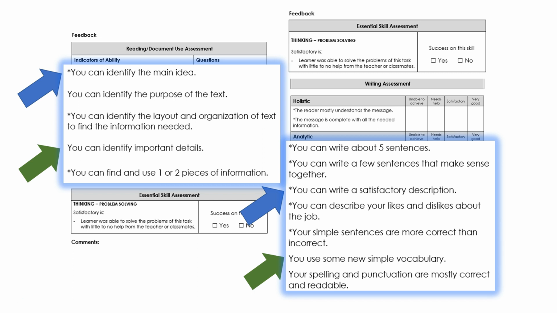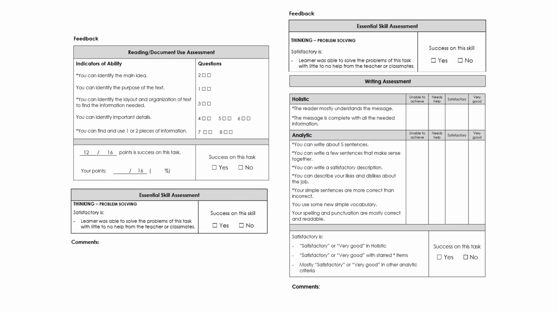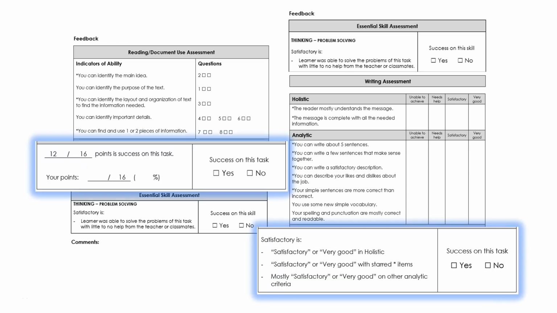Learners should be made aware of the CLB criteria for each task during skill building, and again before the assessment task is attempted. At the bottom of the assessment tool, the measure of success is clearly stated. A space for the teacher to write comments and action-oriented feedback is provided.